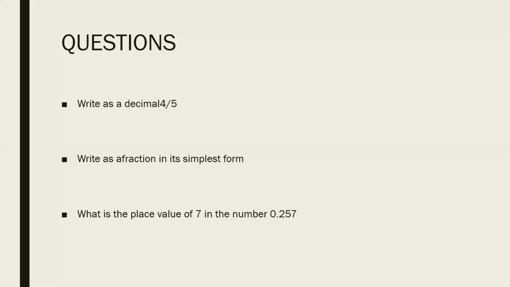And the decimal was 0.05. So if you are given 0.05, class 5, you are told to write it as a fraction in its simplest form. 0.05, write as a fraction in its simplest form.